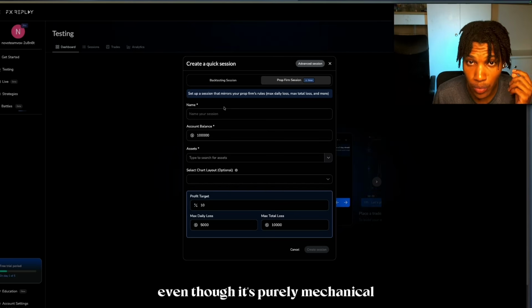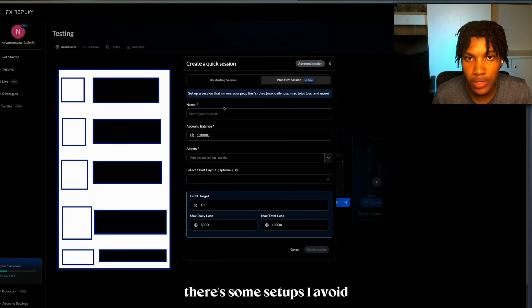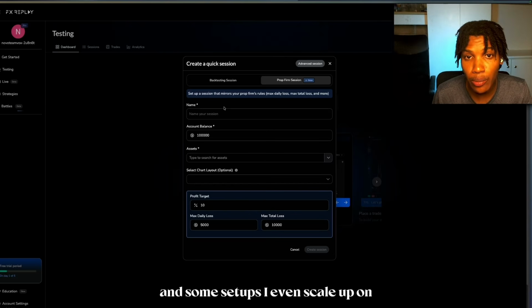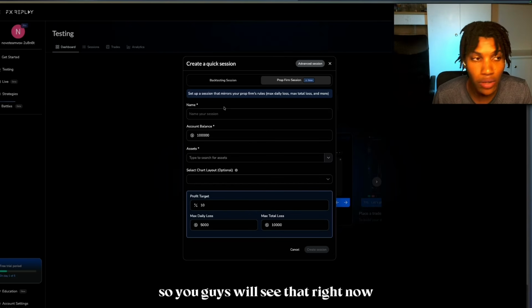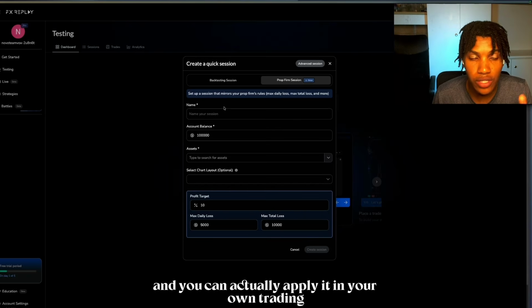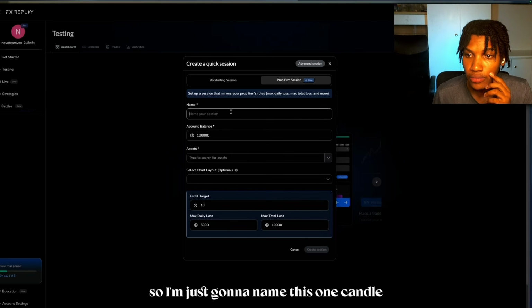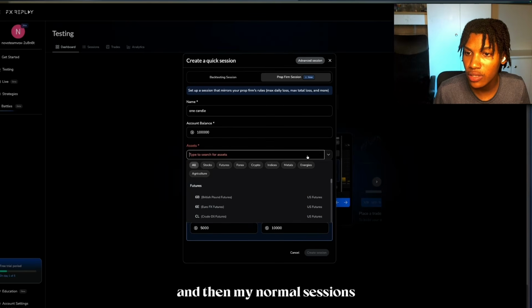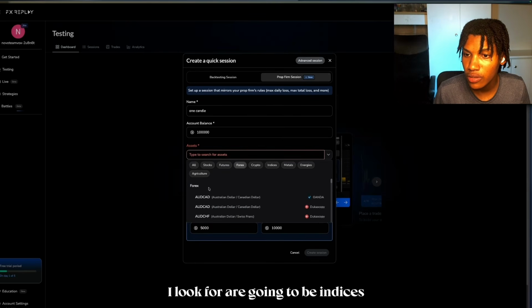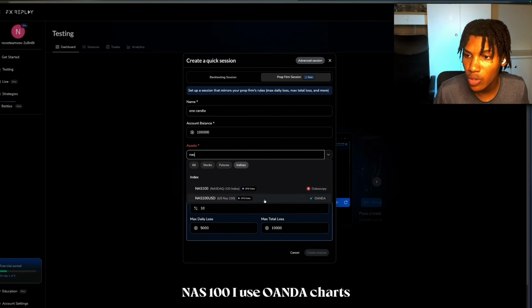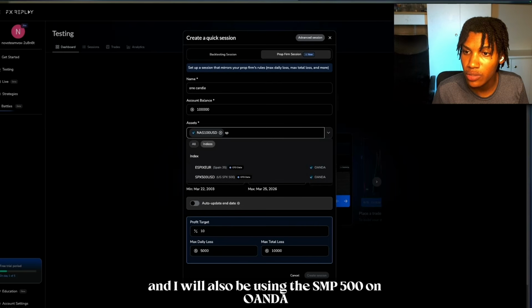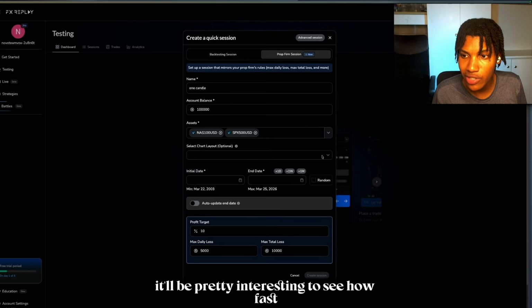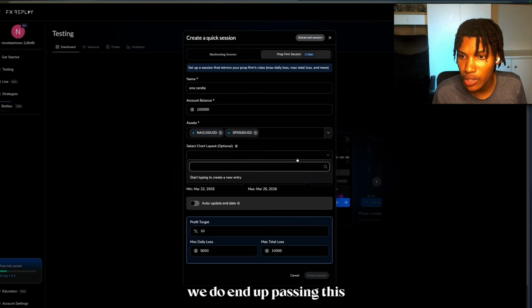Even though it's purely mechanical, there are some setups I avoid and some setups I even scale up on. So you will see that right now, and hopefully you learn a few things from this and can actually apply it in your own trading. I'm just going to name this one candle, and then my normal sessions I look for are indices: NAS 100, using Oanda charts, and I'm also using the S&P 500 on Oanda. It'll be pretty interesting to see how fast we end up passing this.